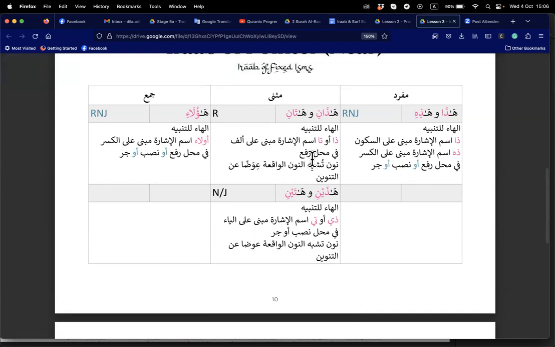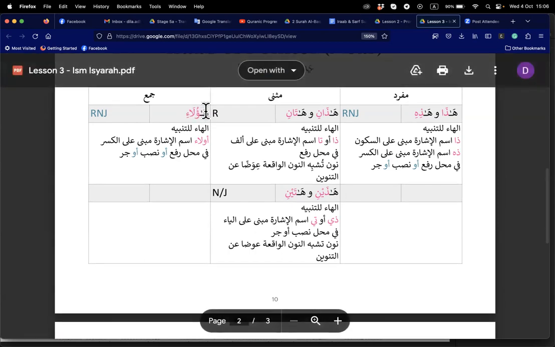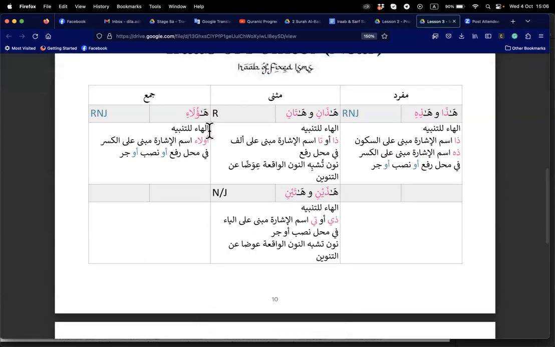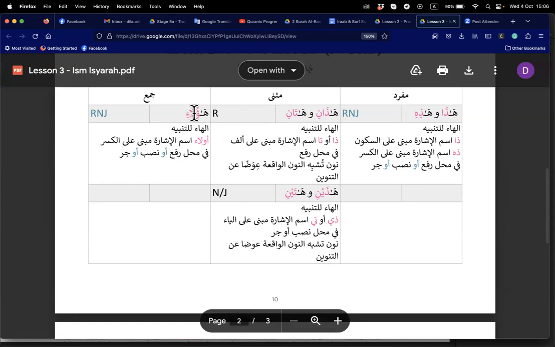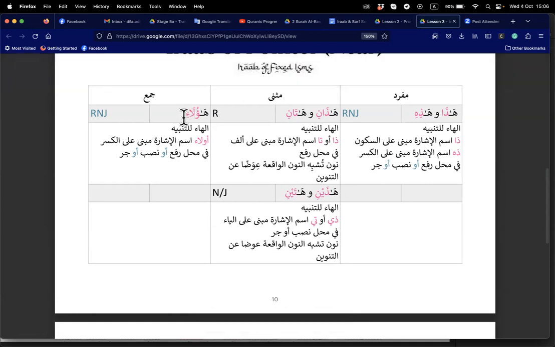We skip the dual a bit. Ha-ula, basically the same. The ha is your tanbih. Ulai is your Ism Isyarah, again mabni ala kasr because it's kasrah on the hamzah, and then again fi mahali rafa or nasab or jar. And then what's the role? Is it mubtada? Is it ism majrur? Something like that.